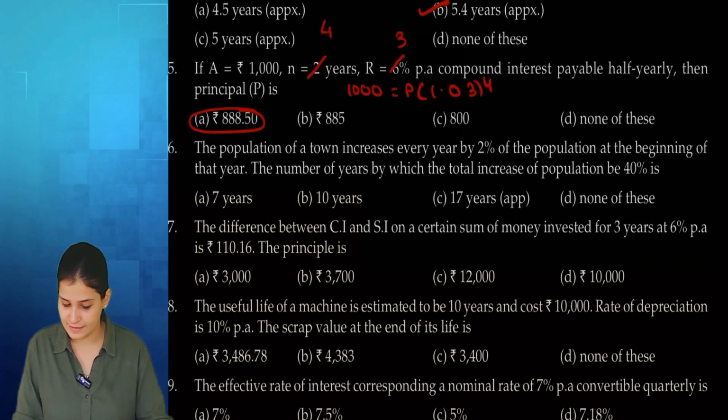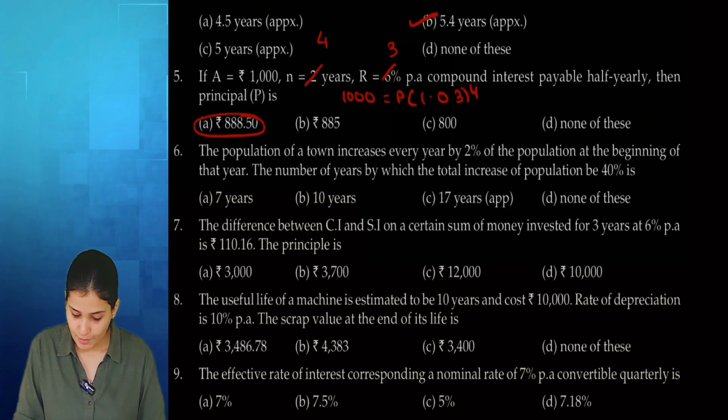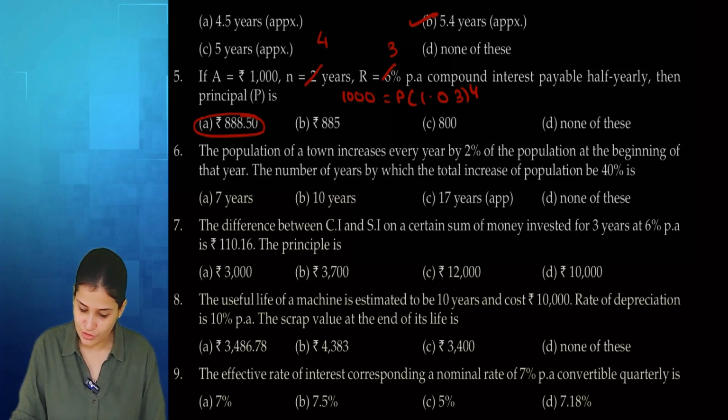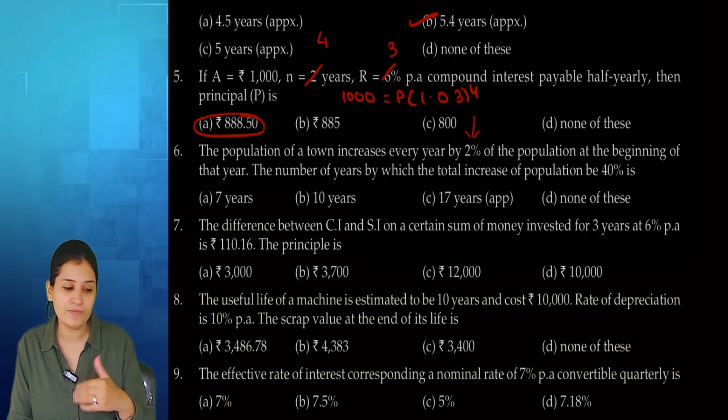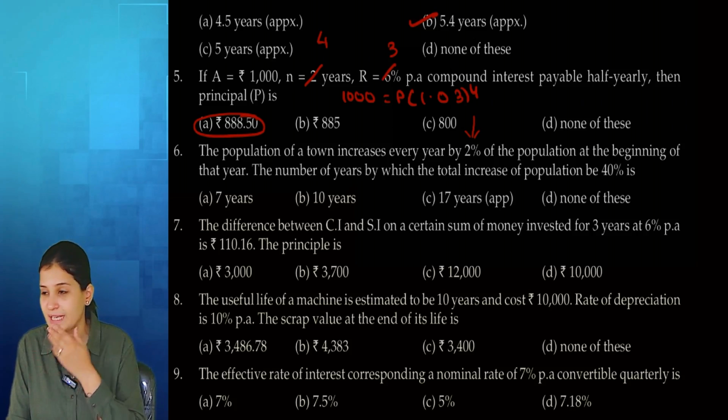Question number 6. The population of a town increases every year by 2% of the population at the beginning. So this is our rate. The number of years in which the total increase of population is 40%. That means if I would have started with 100, now the population has increased by 40%.